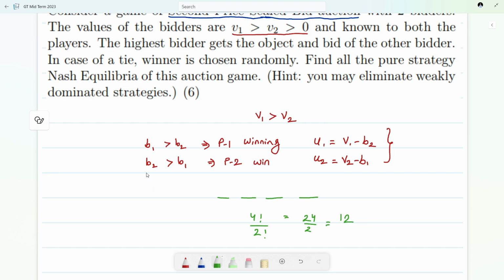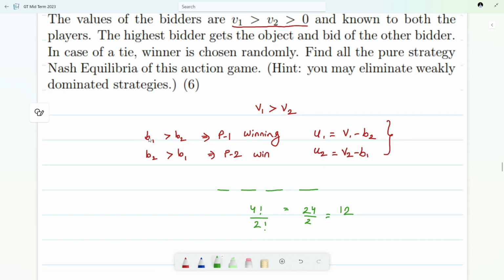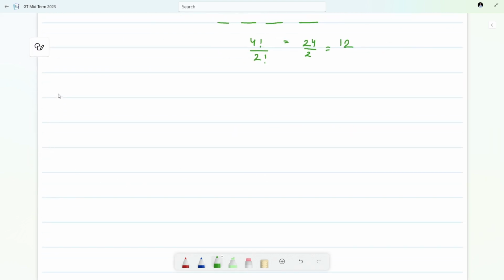So I will be taking the first case. I will be making cases where somewhere V1 will be greater than B1 greater than V2 greater than B2, likewise. You will see in a while all the cases, and you will be able to find all the pure Nash equilibria of this auction game. Okay, so let me consider the bigger case 1, where player 1 is winning.